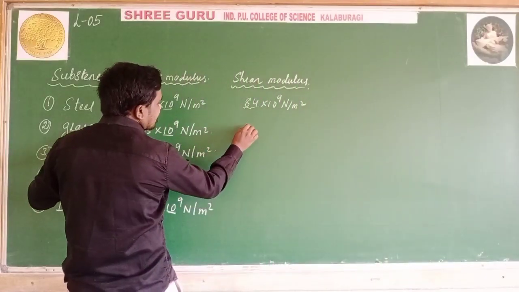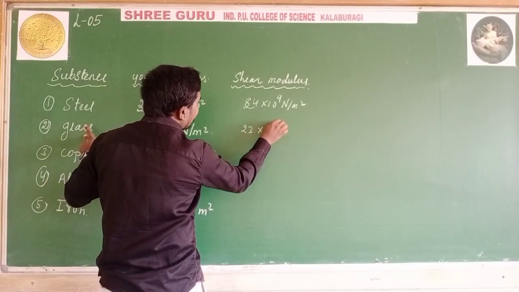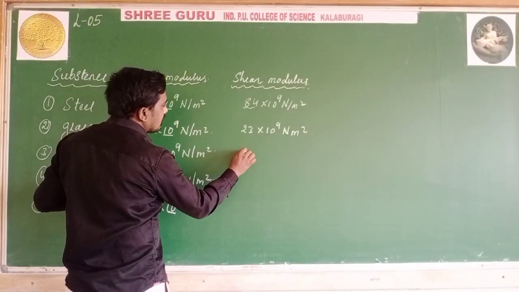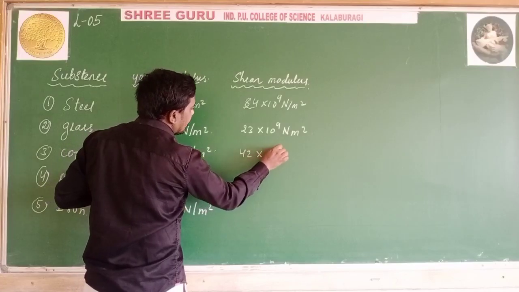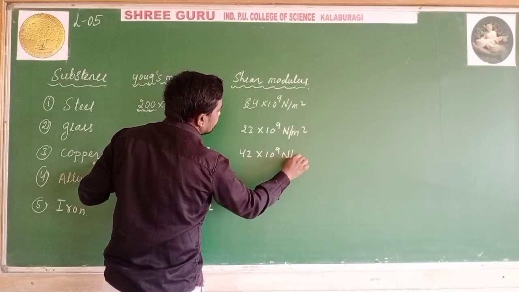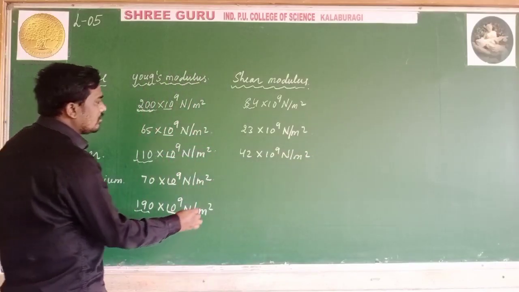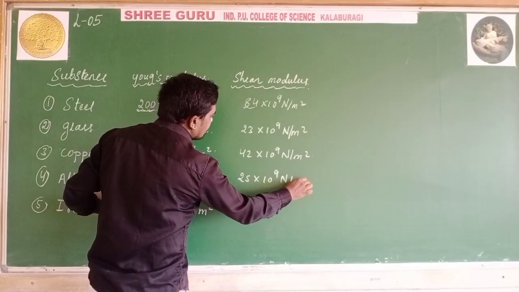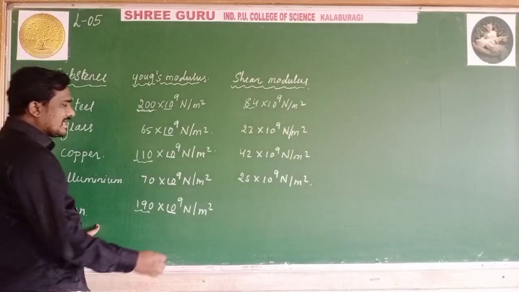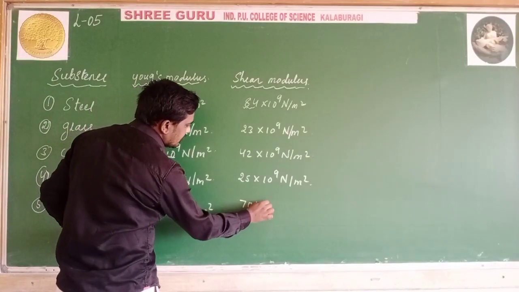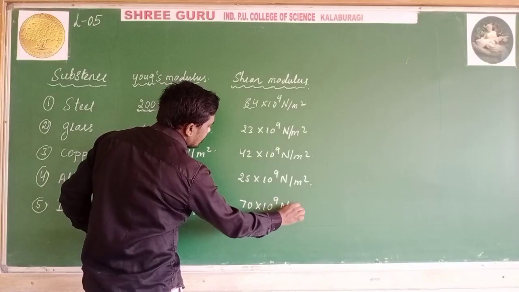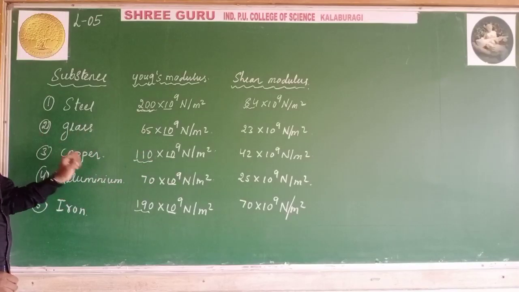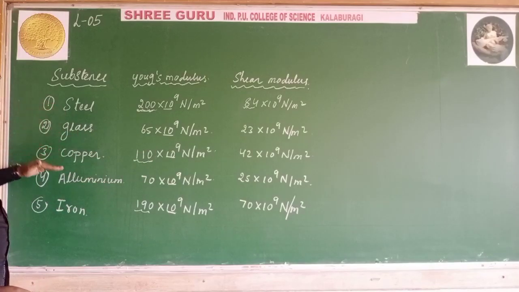Similarly, for glass this is 23 into 10 to the power of 9 newton per meter square. For copper it is 42 into 10 to the power of 9 newton per meter square. For aluminium it is 25 into 10 to the power of 9 newton per meter square. And for iron it is 70 into 10 to the power of 9 newton per meter square. Always keep in your mind, these are the standard values for different substances.